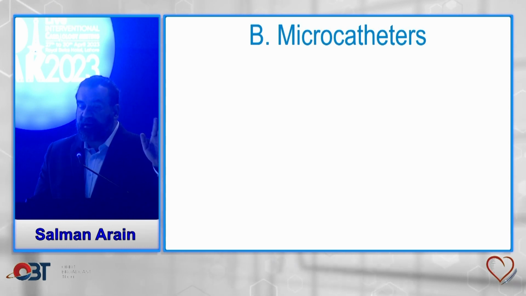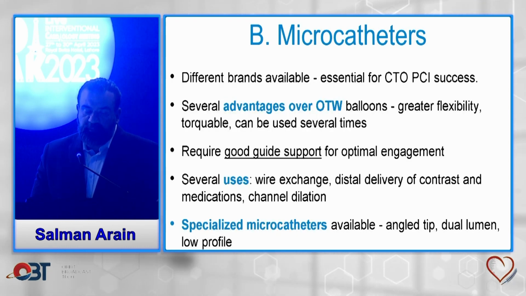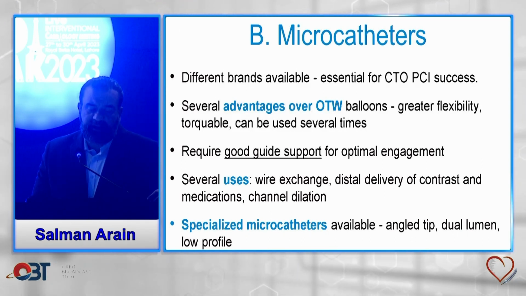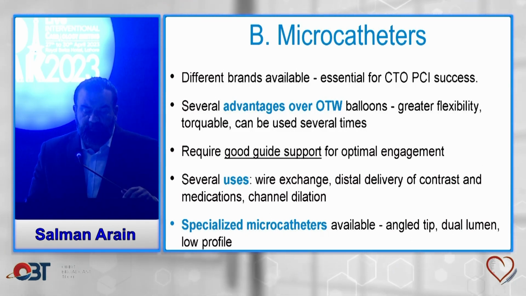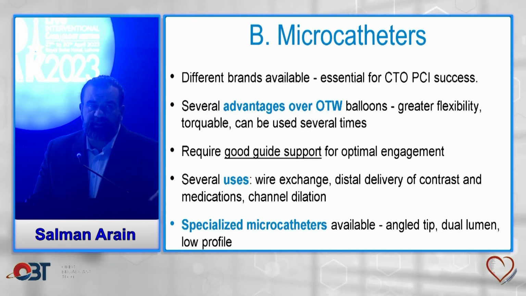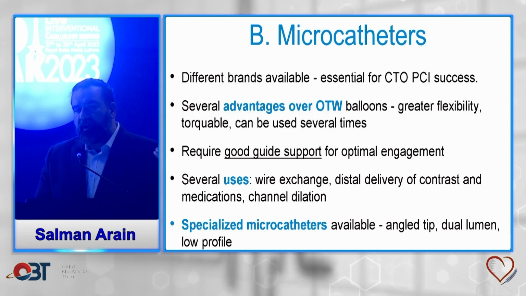You need something else. You need microcatheters. Microcatheters, again, you have different brands available. They're essential for CTO. They're also very specific microcatheters. There are several advantages over the wire balloons. They have greater flexibility. They're torqueable. They can be used several times. You can inject contrast through there. You can withdraw blood through there.